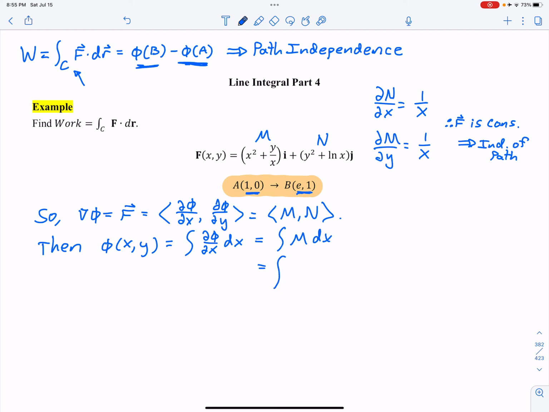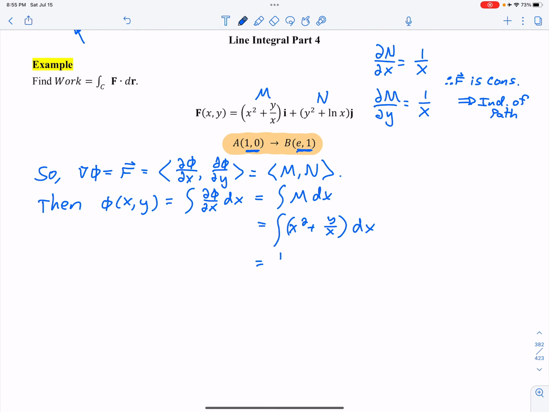Then we put M there. I got x squared plus y over x, and then we get dx. Working this out, we got 1/3 x cubed, and then we have this y over x. If I take that integral, I get y ln of x. And then I got this function of y. The x's are positive, or I would need to worry about that, but they're positive, so I don't need to worry about it.